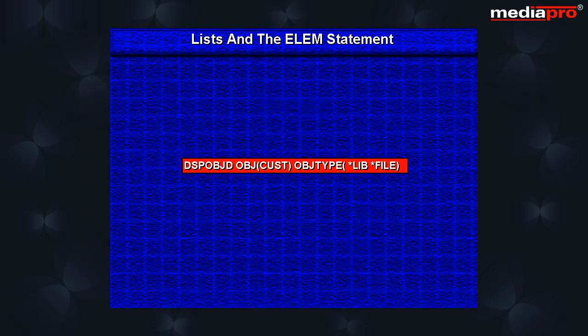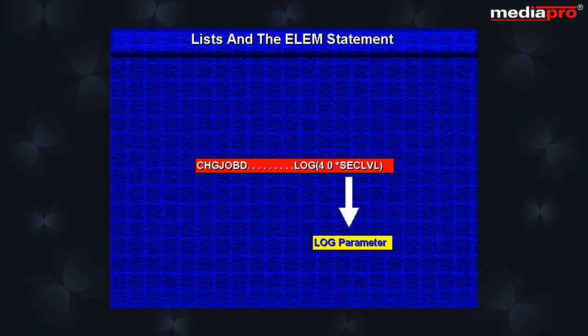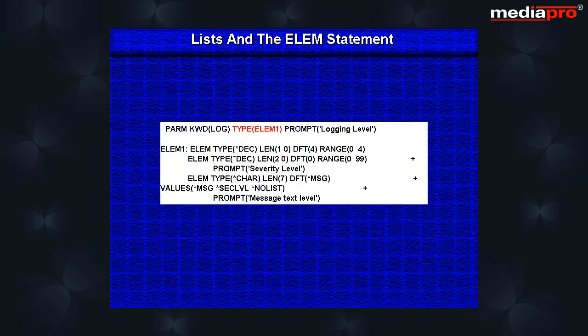A list could also comprise elements of different types, as is the case with the log parameter on the change job description command. To define a mixed list, we specify a label name in the type parameter. On the statement referred to by the label, we define each element of the list using the element statement.